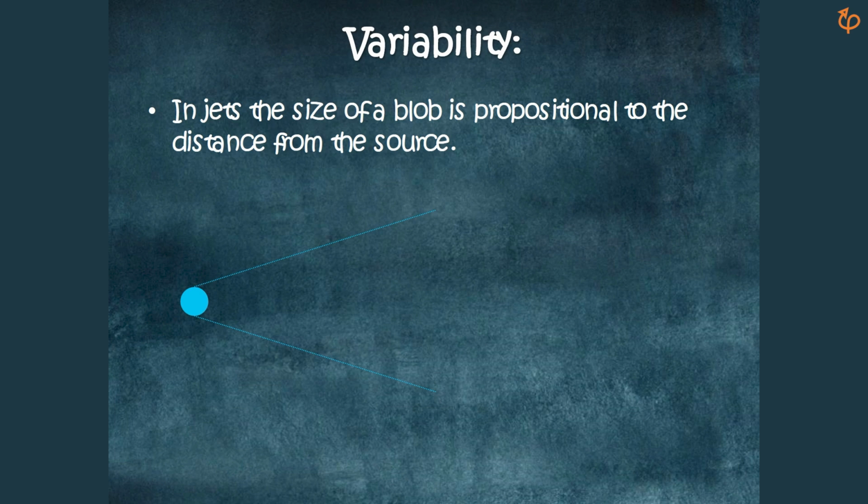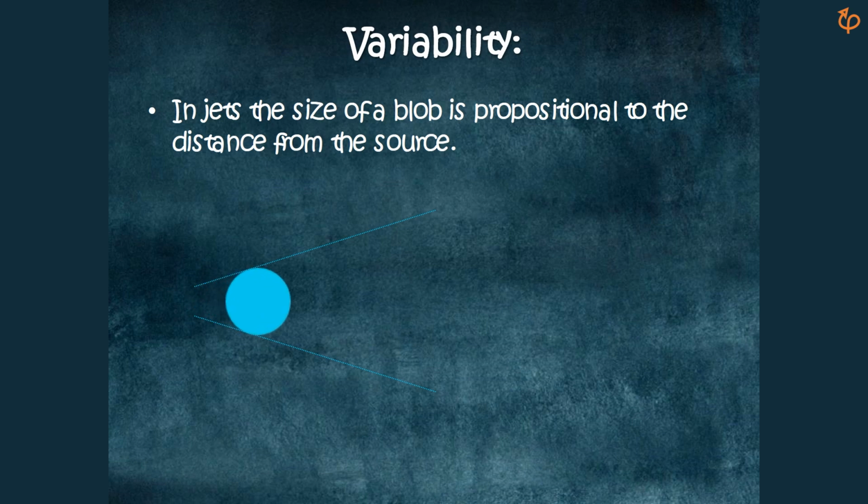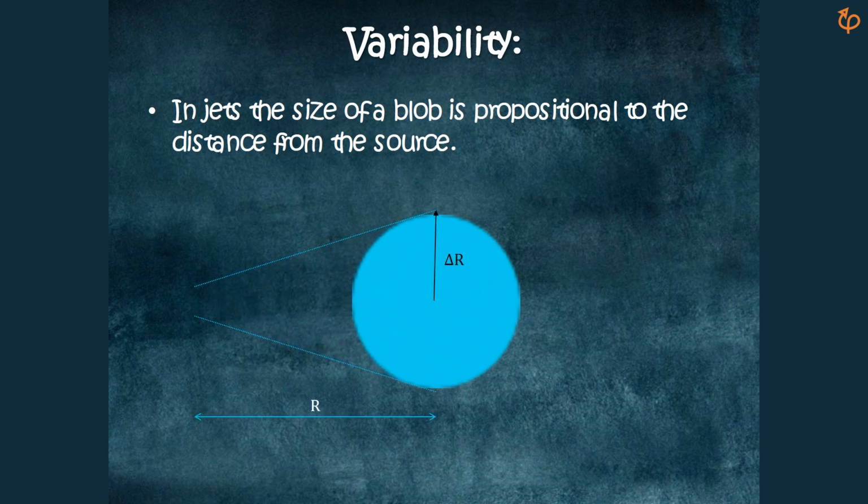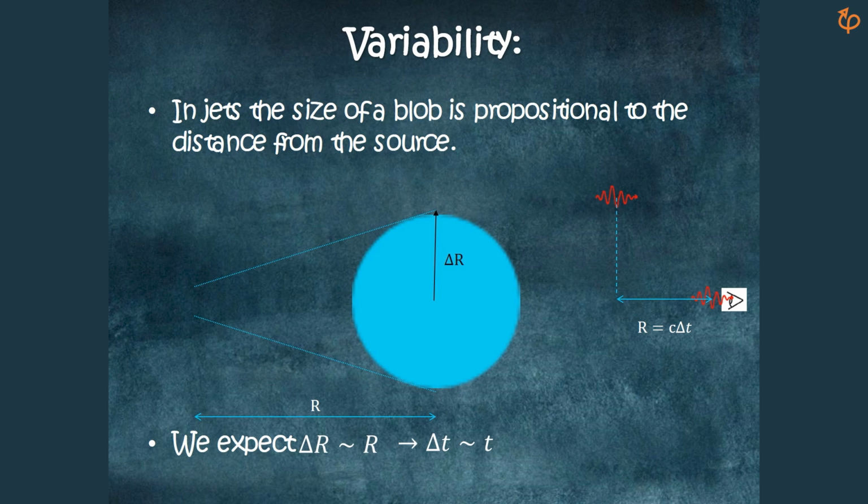Now, as these blobs are ejected, they usually become larger under their own internal pressure and become swallowed up. The size of these objects is usually of the order of the distance of the object from the central source. Delta r, which is the radius of the object, is roughly the size of r. So since we expect delta r to be of the size of r, we expect delta t, the time between two photons that were emitted from this blob arriving, to be of the order of the time that it took the blob to reach from this location to that.